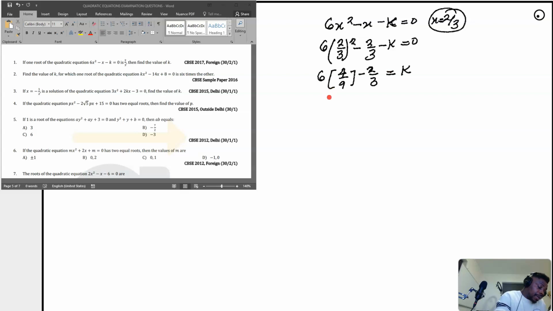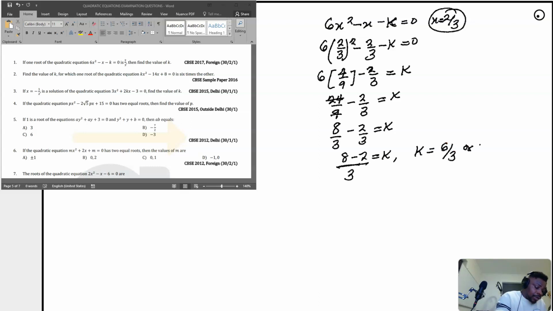So this is 24 over 9 minus 2 over 3 is equals to k. Here, I can say 3 here is 8, 3 here is 3. So 8 over 3 minus 2 over 3 is equals to k. So this is 3 here, this is 8 minus 2 is equals to k. So k here is 6 over 3, and that is 2. So the value of k is 2.